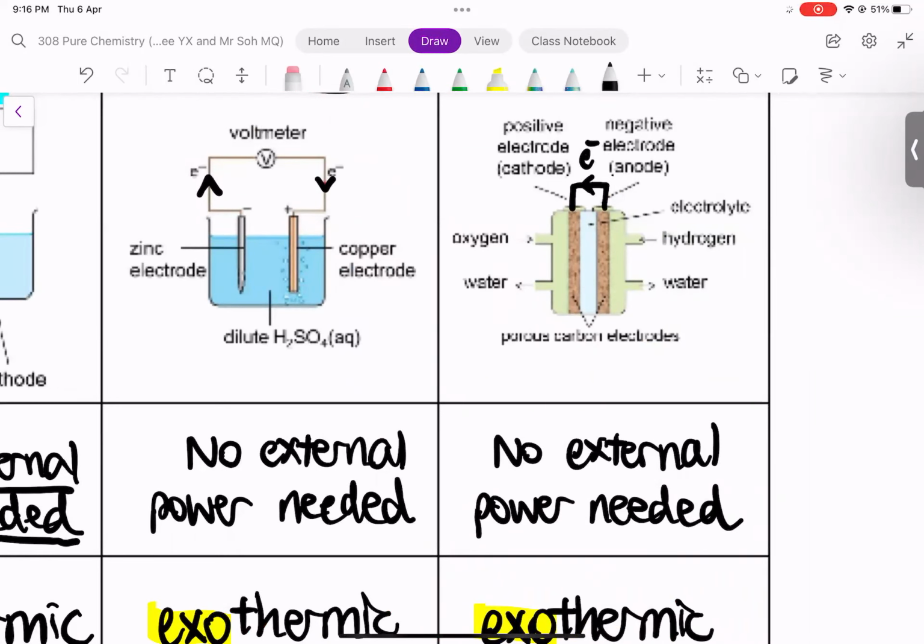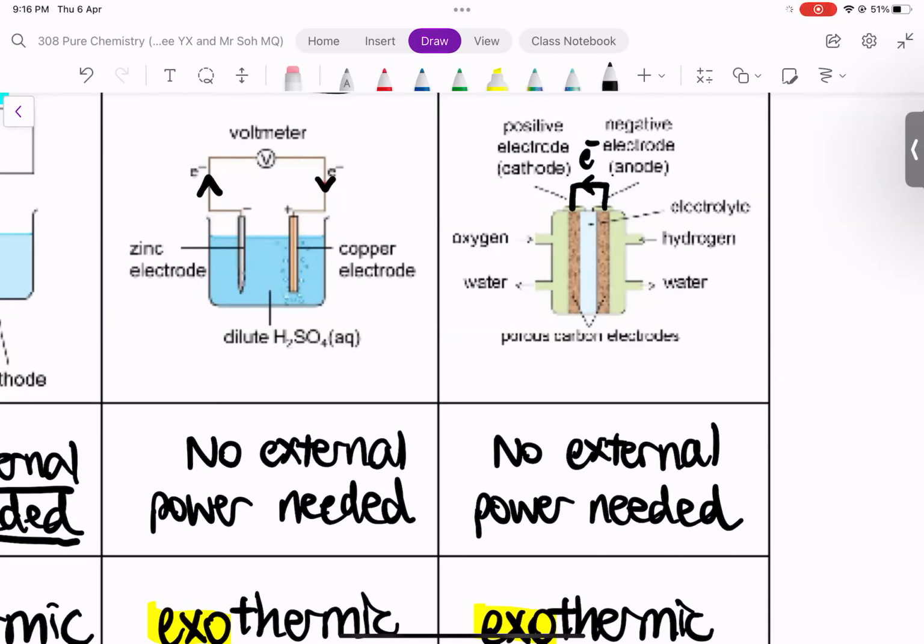Do you realize that hydrogen is only at the anode? Oxygen is only at the cathode. They are physically separated, and that's the key. When it's physically separated, the hydrogen doesn't meet the oxygen directly. If it doesn't meet directly, then you don't release heat energy.